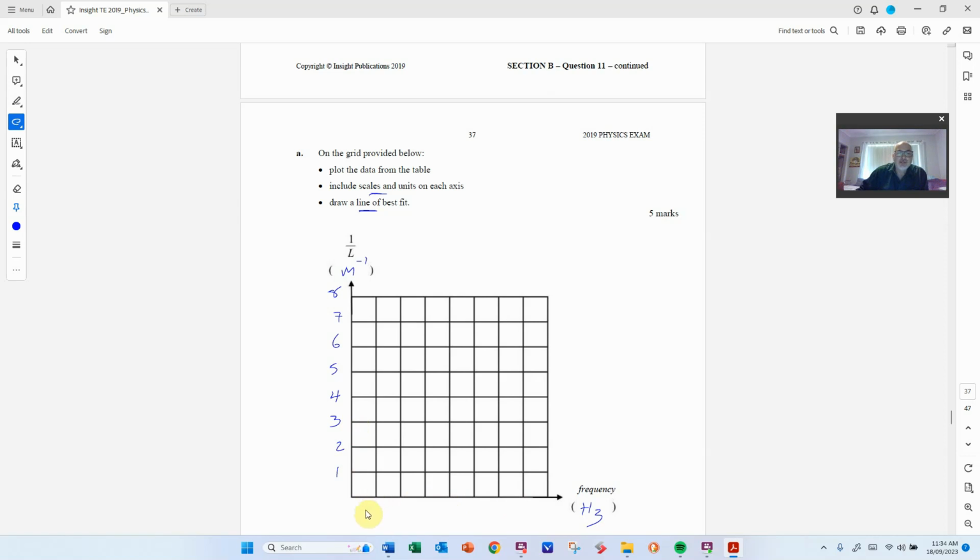That'll work for us. So 200, 400, 600, 800, 1,000, and 1,200. Okay. So now we've just got to plot the data.